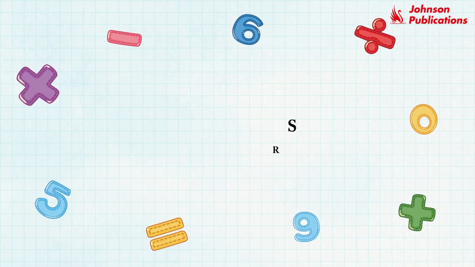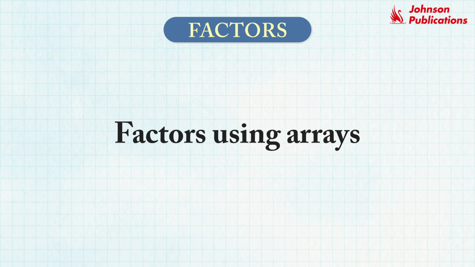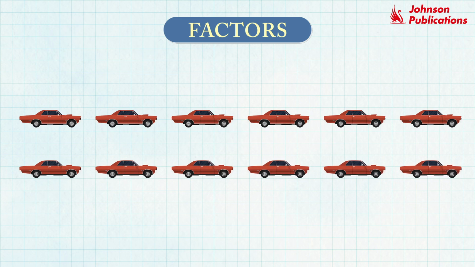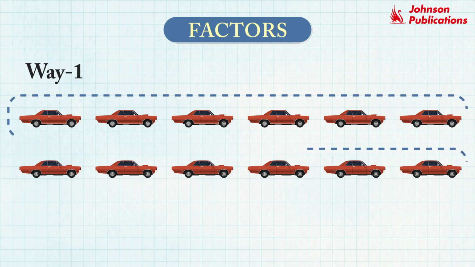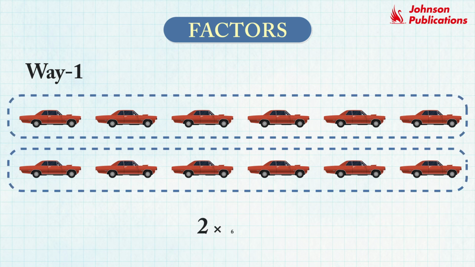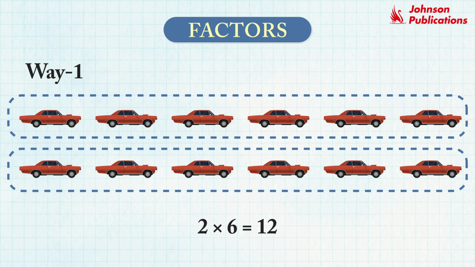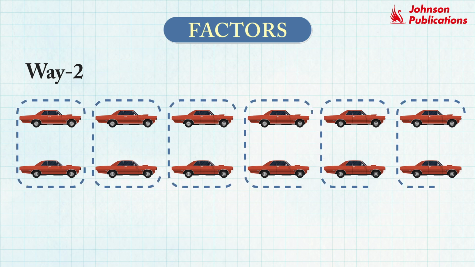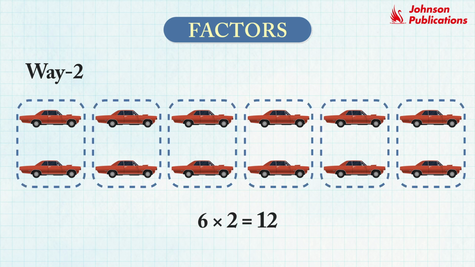Factors. Let us understand the term factors using arrays. Arav has 12 toy cars. He wants to arrange them in different ways to form equal groups such that no toy cars are left out. He arranges the toy cars in 2 different ways. 2 groups having 6 toy cars in each group. The mathematical statement for this arrangement is written like this. 6 groups with 2 toy cars in each group. The mathematical statement for this arrangement is written like this.